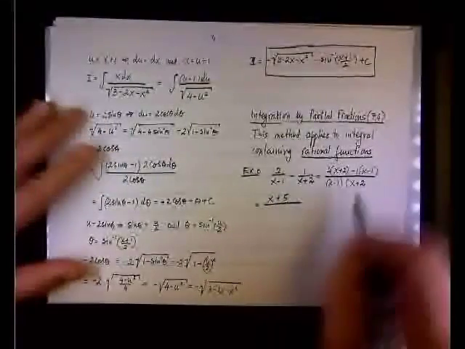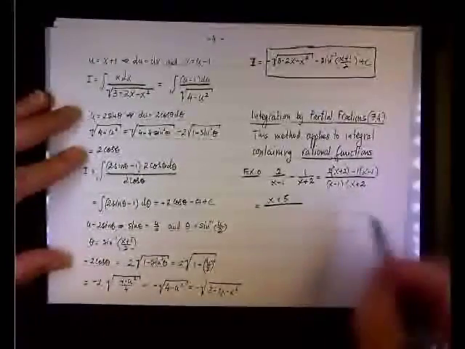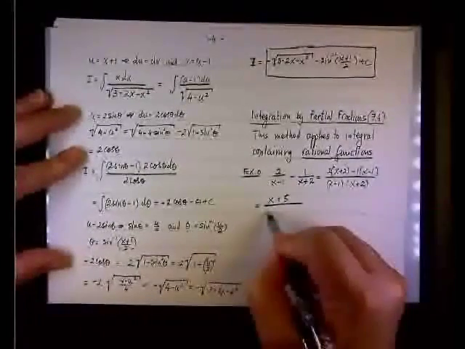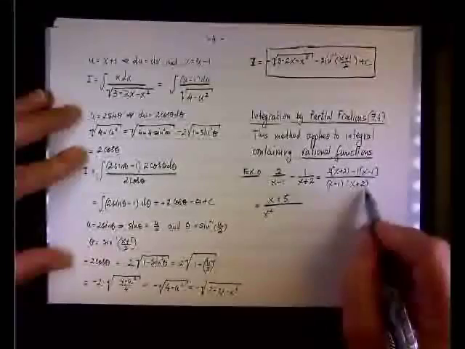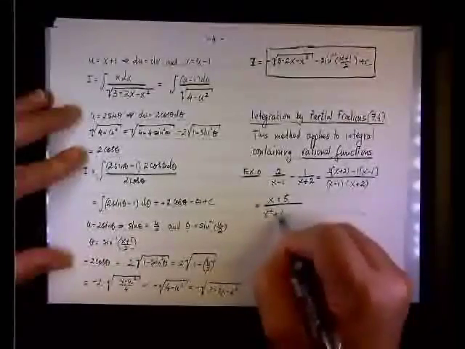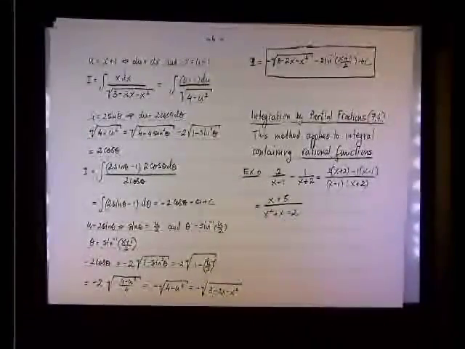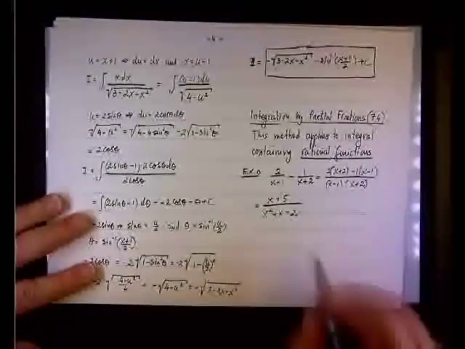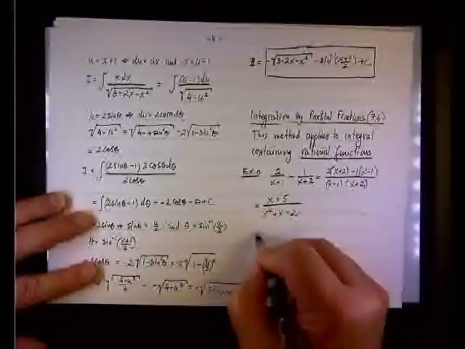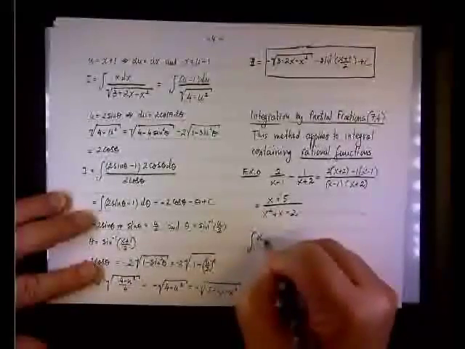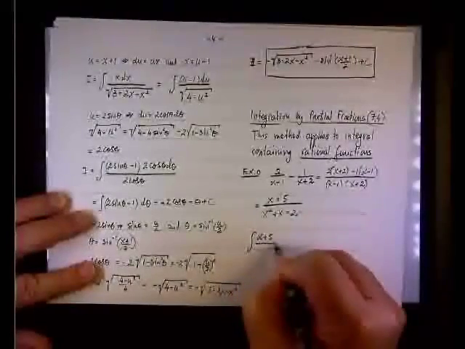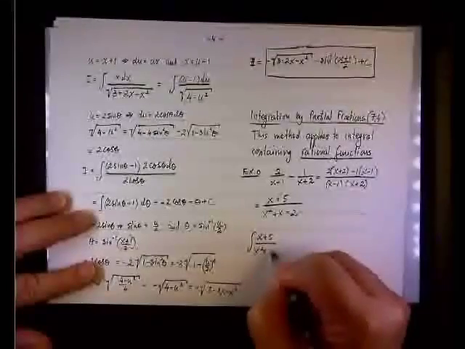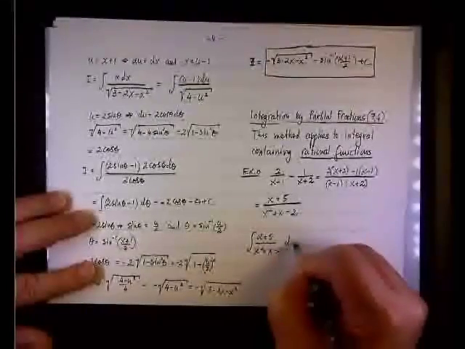The denominator, we have x minus 1 times x plus 2, so we end up having x squared, 2x minus x, so plus x, and minus 2. Okay? And this is the rational function that is the result of subtracting two other rational functions. So now I'm going to try to integrate this: x plus 5 over x squared plus x minus 2 dx.